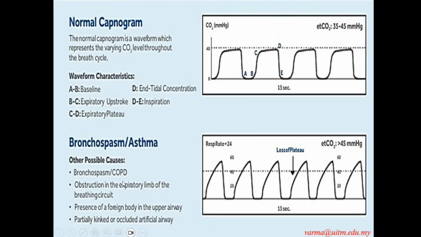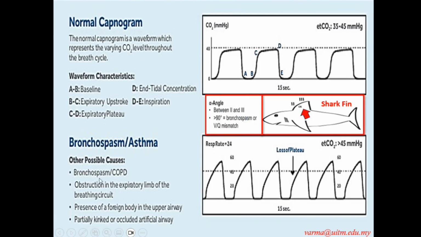In abnormal capno, you must know that bronchospasm or asthma will cause a slanted and sharp appearance of the capnograph. I will share these slides later, so you all can read on your own. The important part you have to mention is the shark fin appearance. The shark fin appearance will widen the alpha angle, and it will look like a shark fin. This is mostly in bronchospasm. In COPD, the alpha angle is between 2 and 3; more than 90 degrees means bronchospasm or VQ mismatch. So shark fin is mostly for bronchospasm.